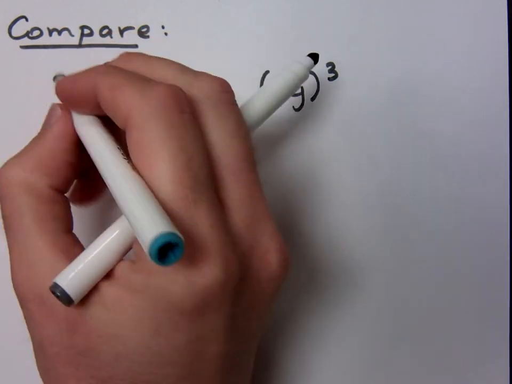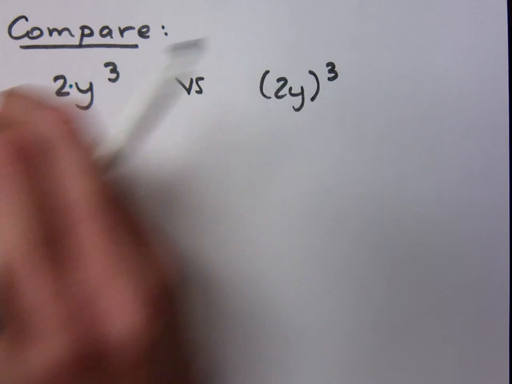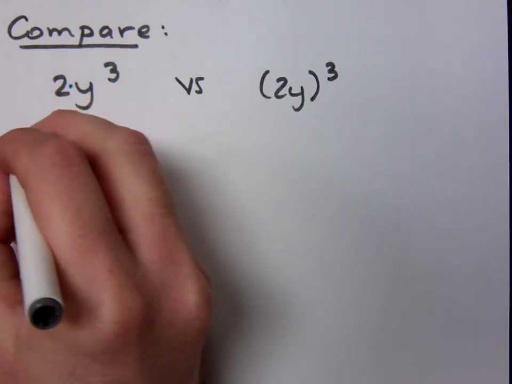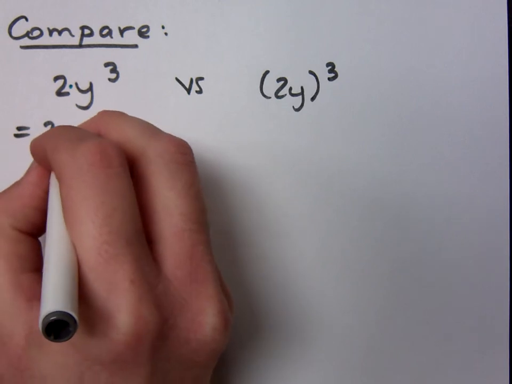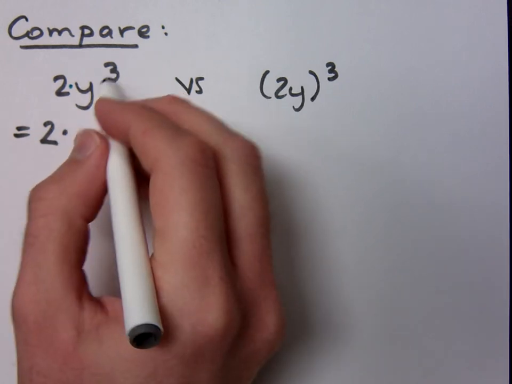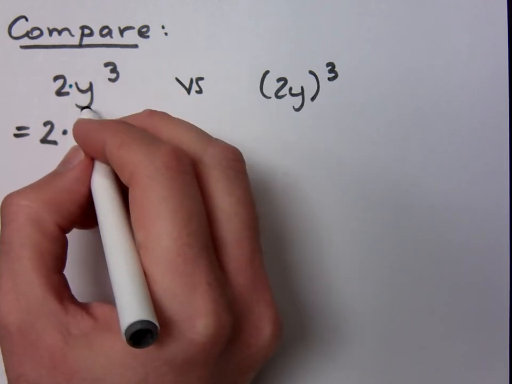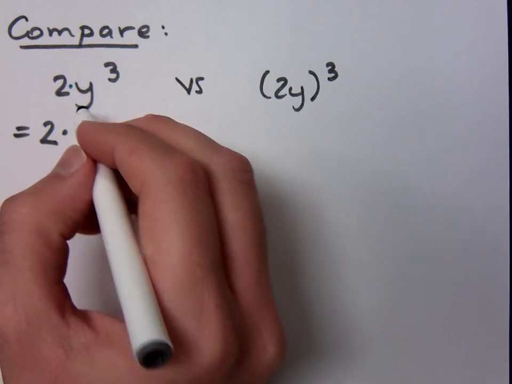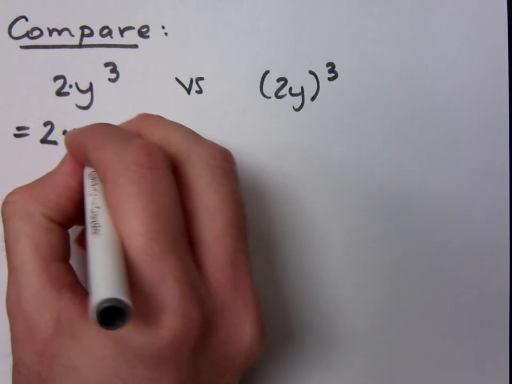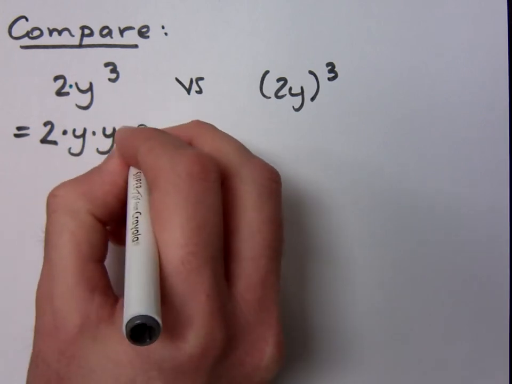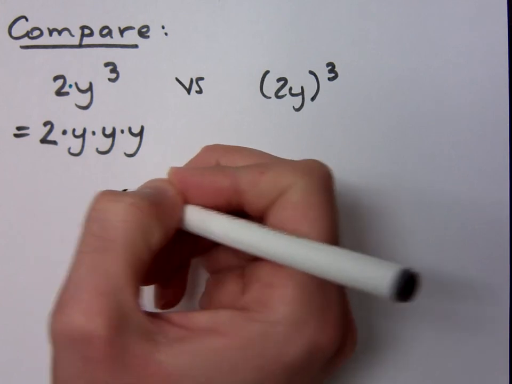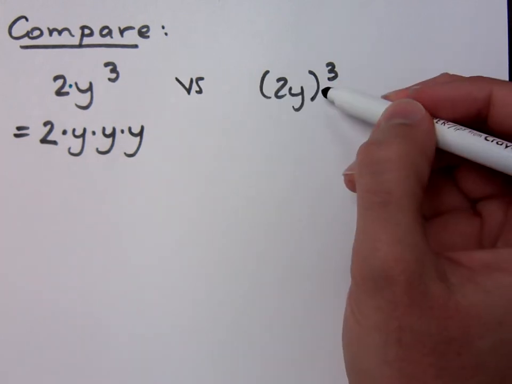Now, in this problem, we understand that's 2 times y to the third. If I do it this way, you see the cube is only applied to the y. 2 is my coefficient. Remember that fancy word? So that means this is 2 times y times y times y. Is that the same thing that I have over here?